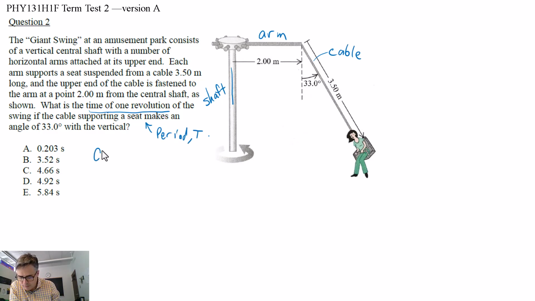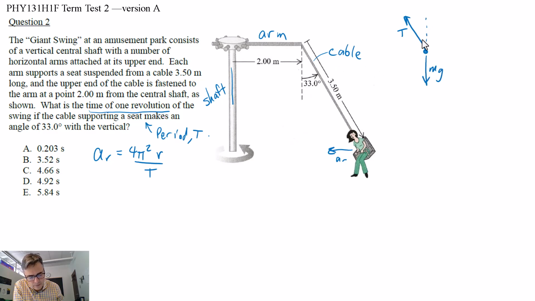So the idea here is we're going to use a_R is equal to 4 pi squared r divided by T squared. That's the radial acceleration of this person going in this direction. And if you want to do a force diagram, well, she's got the tension acting up and to the left and the force of gravity acting down.